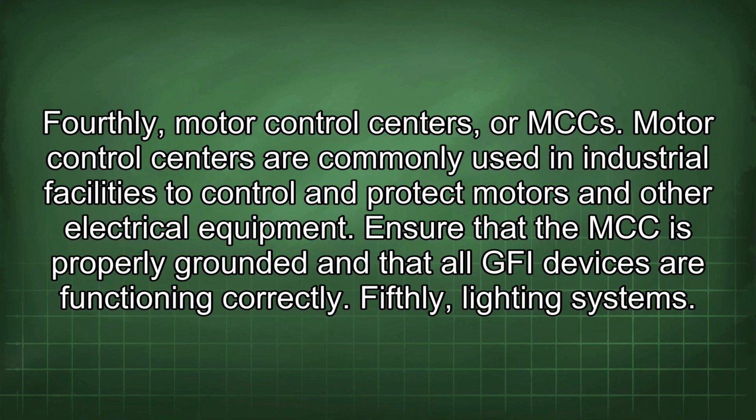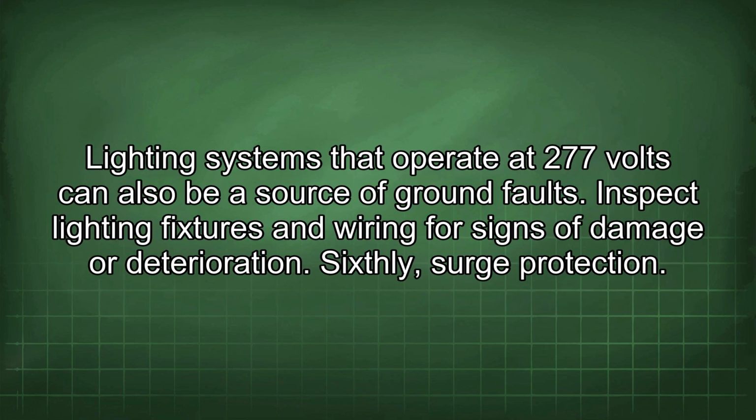Fifthly, lighting systems. Lighting systems that operate at 277 volts can also be a source of ground faults. Inspect lighting fixtures and wiring for signs of damage or deterioration.